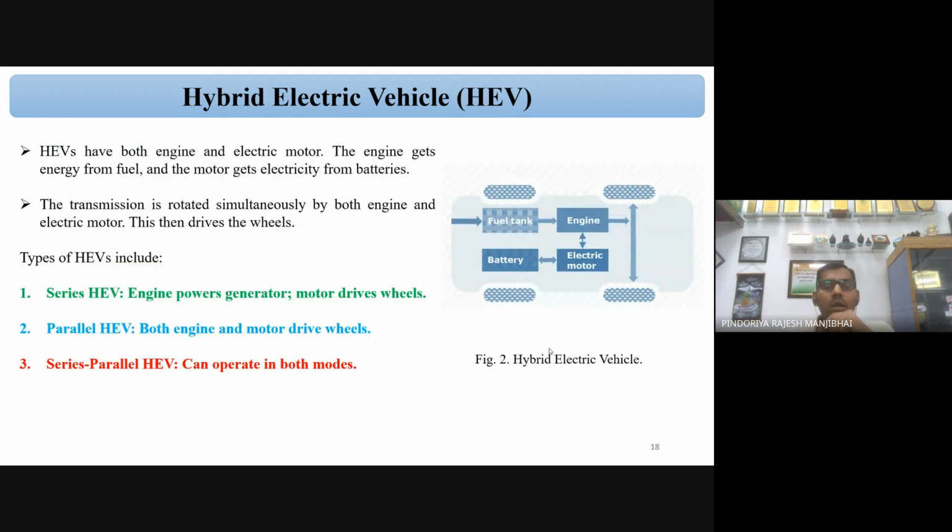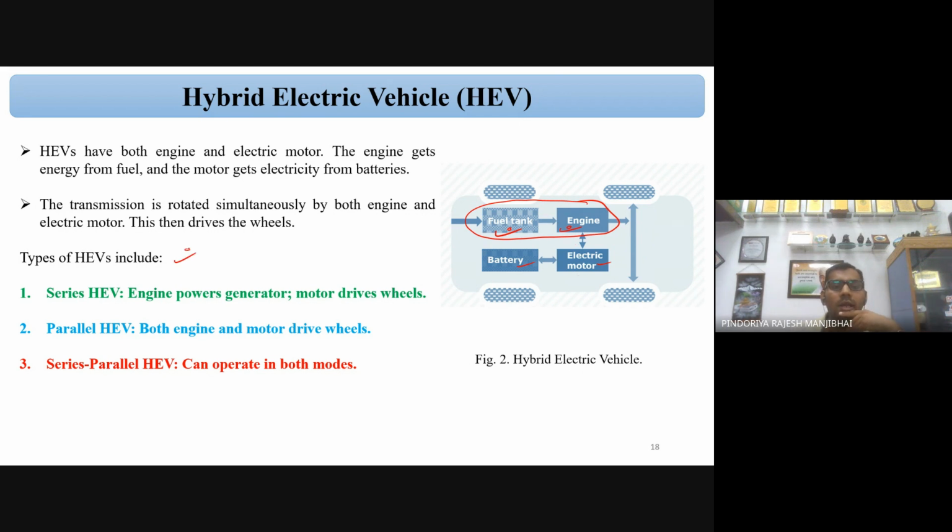Okay. Next one, that is the hybrid. Same working principle, everything is the same. Only one thing we have to add, and that is the fuel tank. So you can see here a fuel tank we have to add. Suppose you are going to add the fuel tank, then obviously we have to add the engine. So these two components we have to add in the hybrid electric vehicle. Other components are the same. So you can see the battery and electric motor, correct?